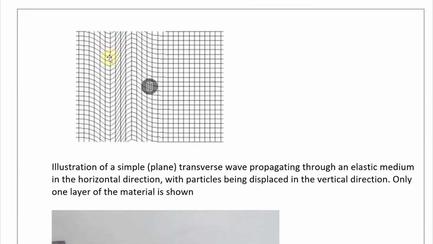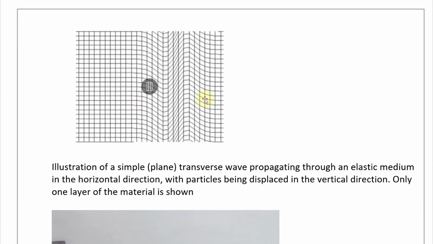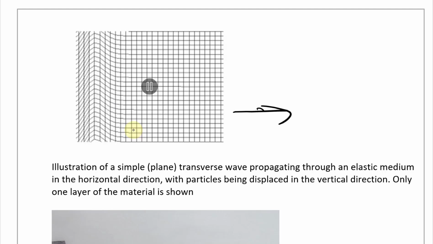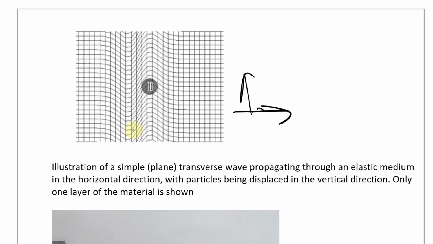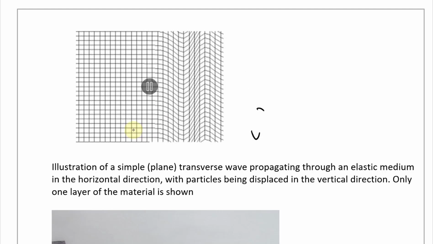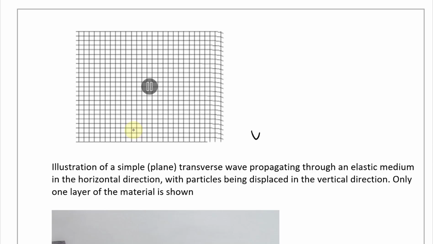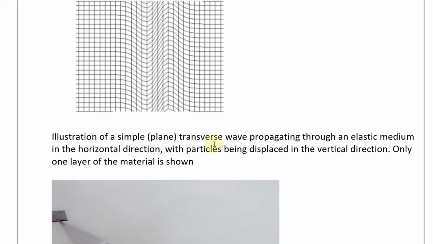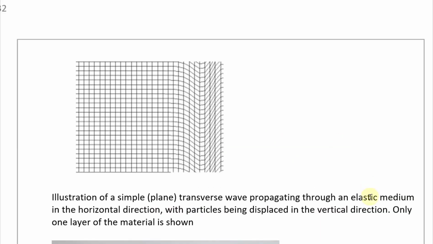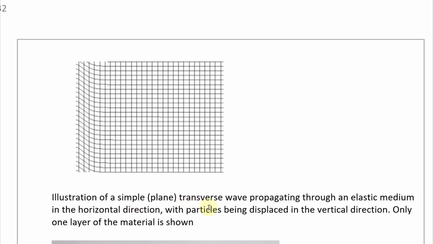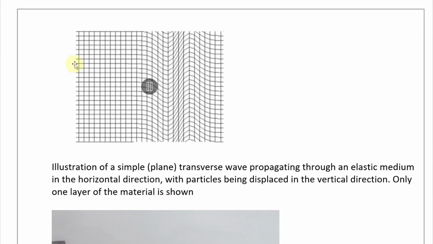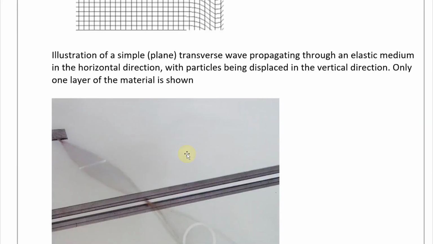So notice that the wave is going up and down, or just away from this. It's going to the right. The wave is going to the right, but the oscillation is going perpendicular to that direction. So it's a transverse direction. That's a transverse wave. So, illustration of a simple plane or transverse wave propagating through an elastic medium in the horizontal direction with particles being displaced in the vertical direction. Only one layer of the material is shown. It's one layer going up and down. And going further, so here's a tight string or taut string.